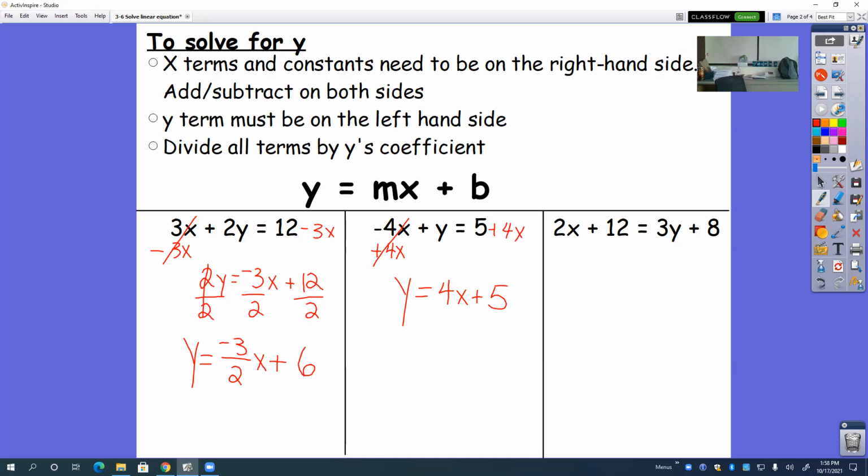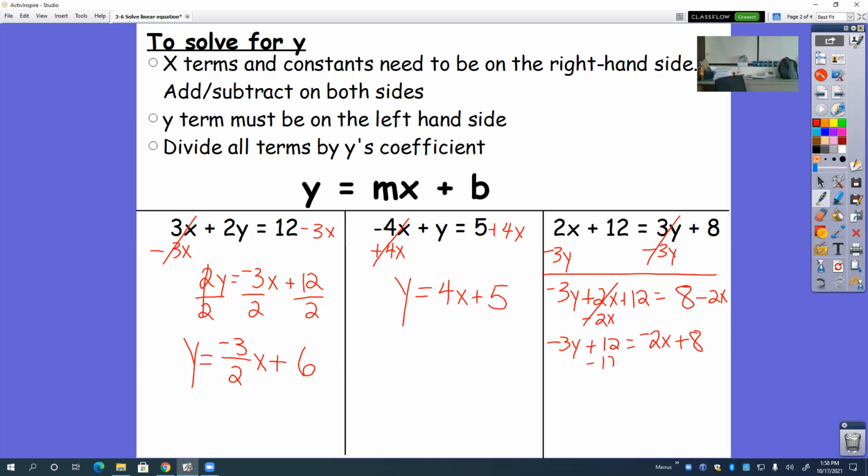Okay. So now with this type of equation, we want to move the y over to the left and everything else to the right. So the first thing I'm going to do is subtract 3y. And then I'm going to rewrite that as negative 3y plus 2x plus 12 equals 8. Then I'm going to subtract 2x from both sides. I'm going to rewrite that as negative 3y plus 12 equals negative 2x plus 8.